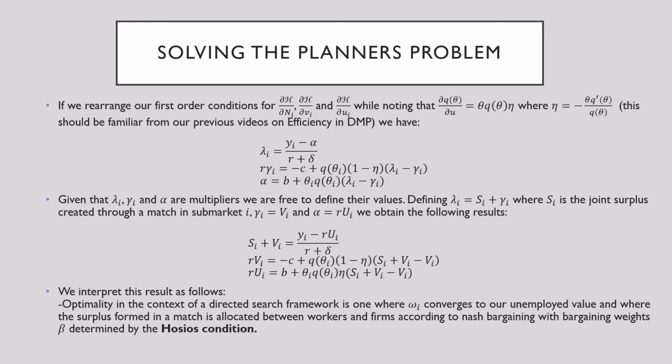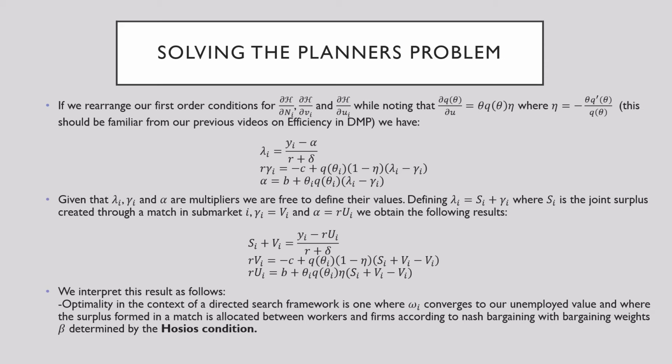So if we rearrange our first order conditions for our first equation, second equation, and fourth equation, while noting our partial derivative with respect to our firm's probability of filling a job, we have the following, that is theta q, theta eta here, where eta here is from our Hosios condition, and we have the following results. So these equations here look very familiar, and we're going to make them look even more familiar as we define our multipliers.